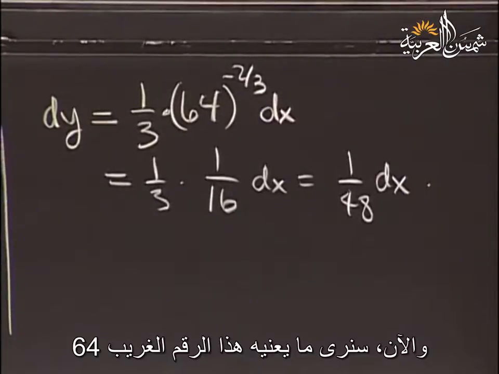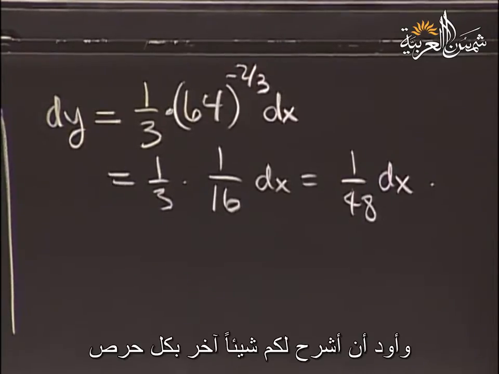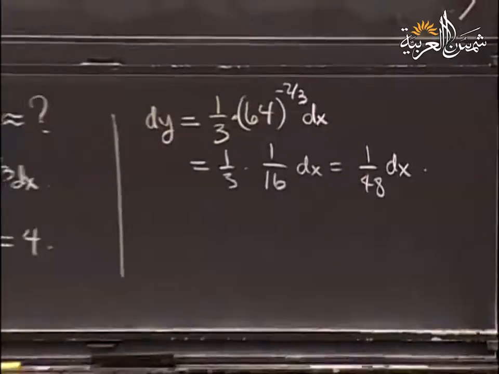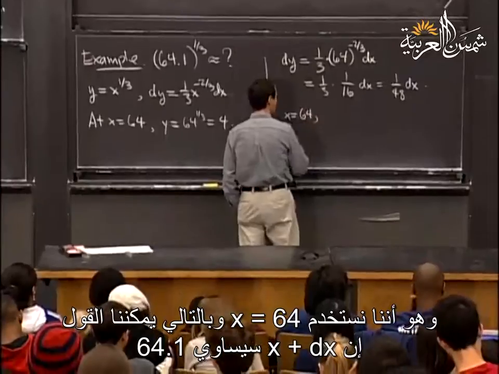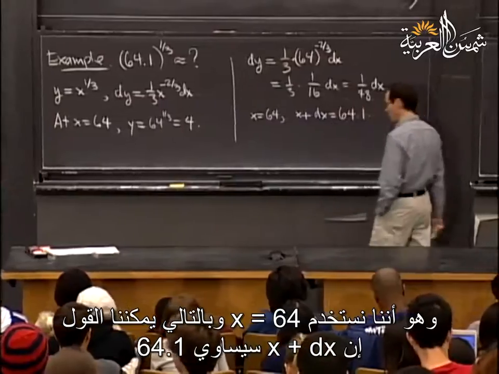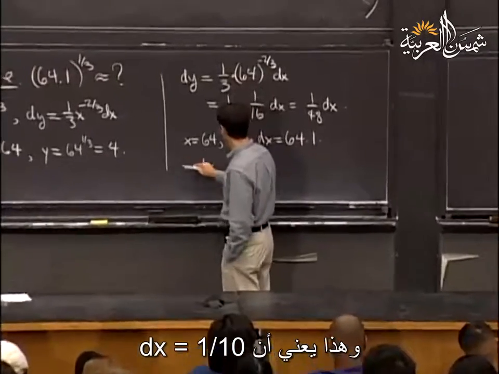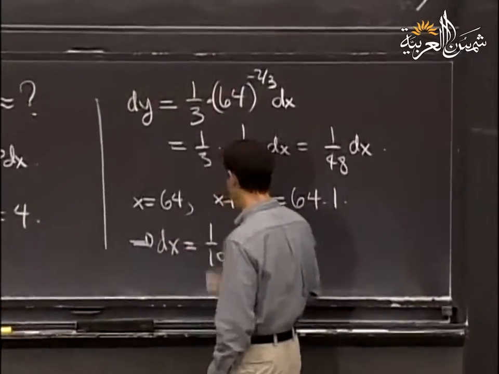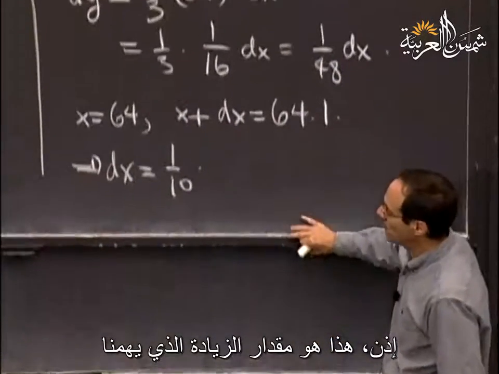And now I'm going to work out what 64 to the whatever it is here, this strange fraction. I just want to be very careful to explain one more thing, which is that we're using x is equal to 64, and so we're thinking of x plus dx as 64.1. So that means that dx is going to be 1/10. That's the increment that we're interested in.